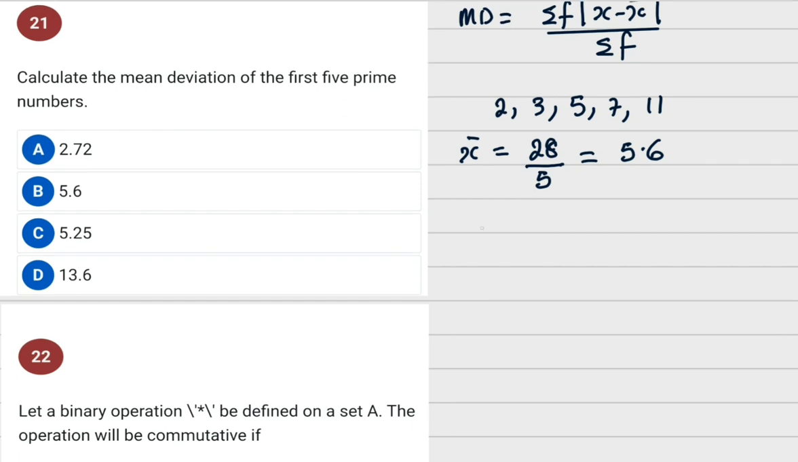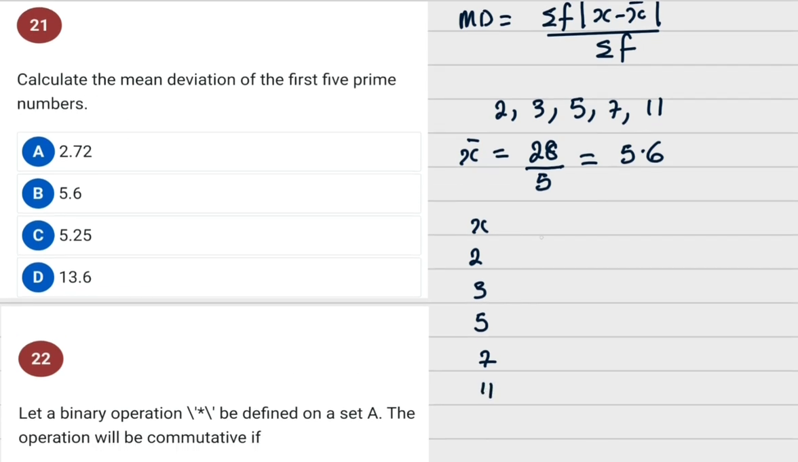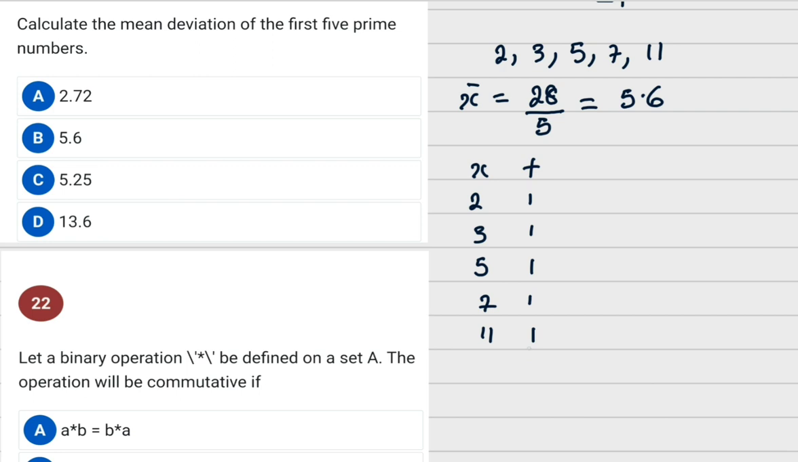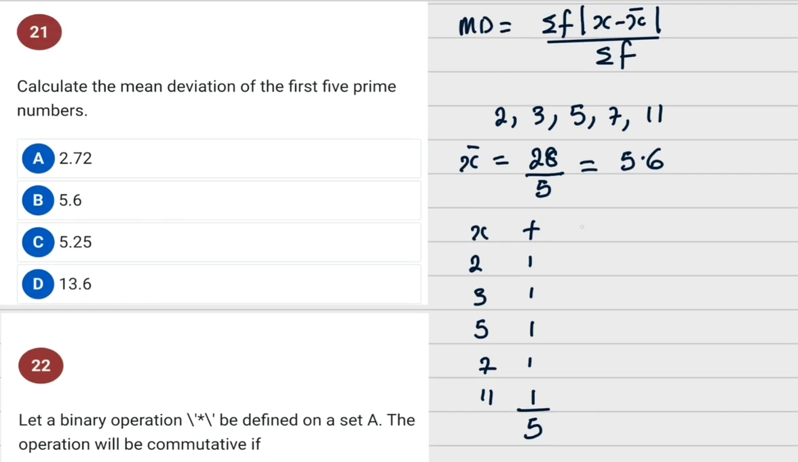Now, since we have that, let's go and find the deviations. Remember, we have our x to be 2, 3, 5, 7, 11. But remember, they all appear once, so the frequency is 1 each. I just want to show you what is actually happening. So of course, the total frequency is 5. Then for the deviation, x minus x bar, that should be 2 minus 5.6.